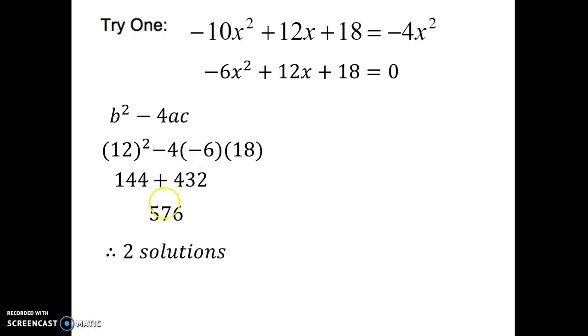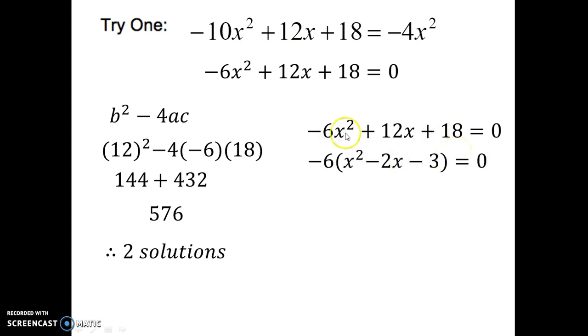We know when the discriminant is a positive value, there are two solutions. Let's see if we can find those. You could use the quadratic formula to solve this, or I'm going to factor. So first I'll factor out the negative 6, comes out of all those, and I'm left with this. Don't need the negative 6 because there's a 0 here. If we divide by negative 6 on both sides, it'll cancel away. However, this also can be factored. This can be factored into x minus 3, x plus 1.